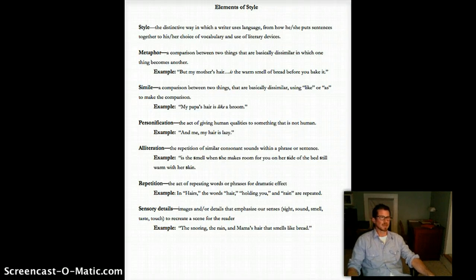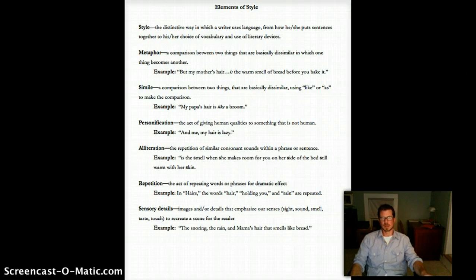Personification is where you take something that's not human and make it seem human. "And my hair is lazy." And it goes on to say it does not obey barrettes or bands, making the hair seem like it has its own personality. Alliteration is the repetition of similar consonant sounds within a phrase or sentence.